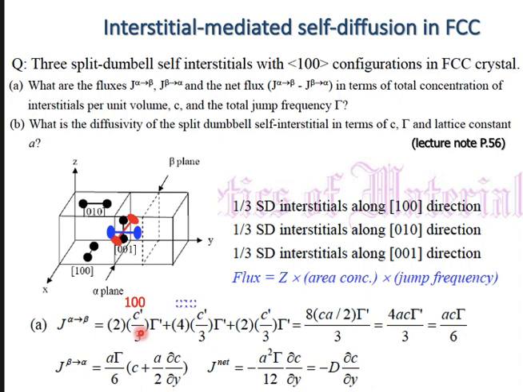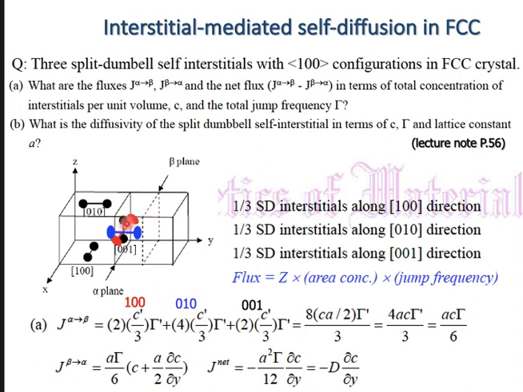And if we take a look at the 0, 1, 0 split dumbbell, shown in blue, then for sure the atom on the alpha plane can jump to the beta plane, because this one is far away from the beta plane. So this one has the nearest jump distance, so it can jump to any of these 4 substitutional sites. So we get 4 gamma prime, and the concentration is also C prime divided by 3.